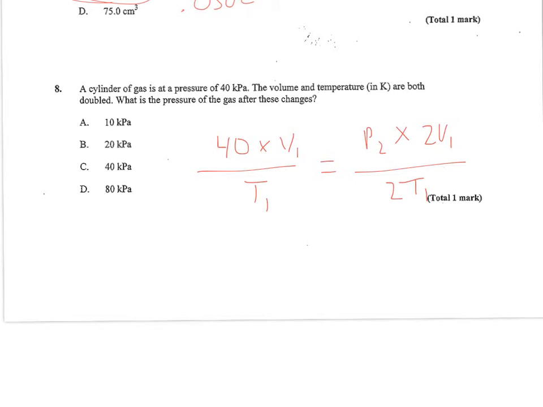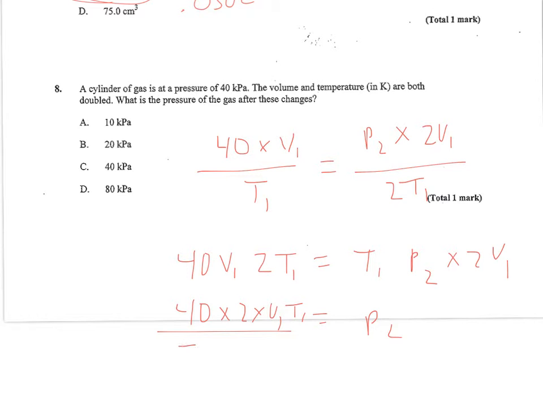If you cross multiply and divide here, I'm going to have 40 V1 over T1 is equal to P2 times 2V1 over 2T1. When I get P2 all alone, it's 40 times 2 times V1 T1 over T1 V1 and 2. So these factors all cancel out, and P2 is also going to be 40. Or if you had realized from the beginning that you're doubling the top and doubling the bottom, it's going to have no net effect on your answer.